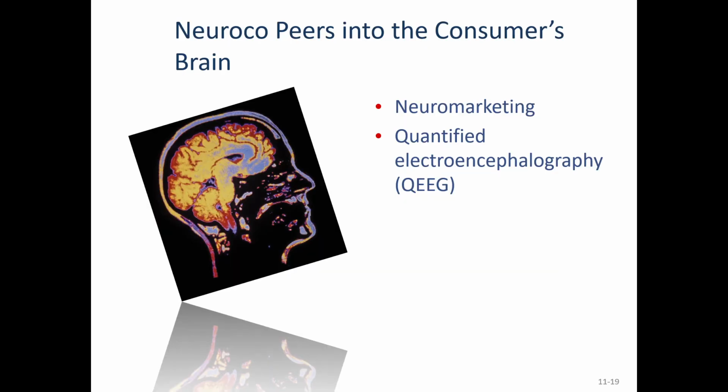So the last slide here is about Neuroco's approach with a technology called quantified electroencephalography, QEEG. The subjects wear light and portable EEG equipment that records brain activity, and the software presents the data and computer-maps the activity levels in different areas of the brain.